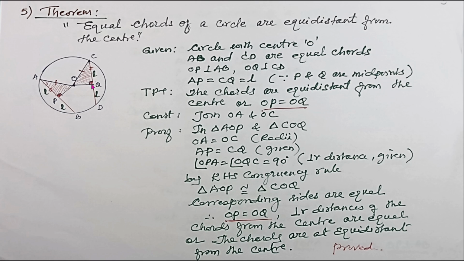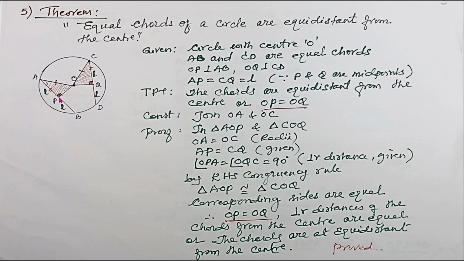Now given circle with center O, AB and CD are equal chords. OP is perpendicular to AB and OQ is perpendicular to CD, because we have to always find the perpendicular distance of the two chords from the center.